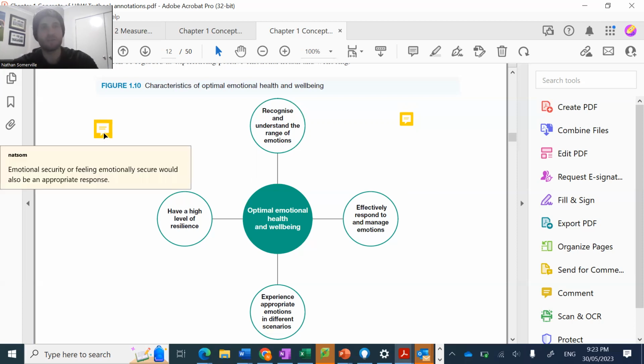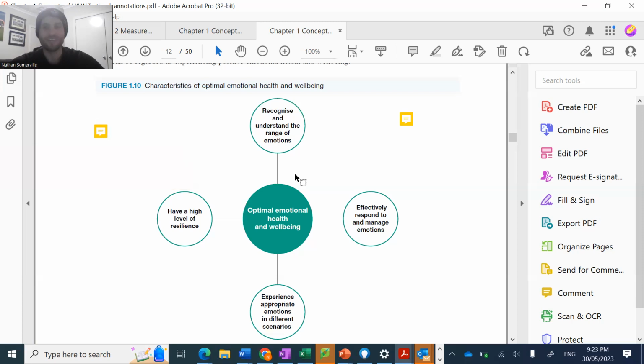Now, I've just mentioned here that emotional security could also be used as a response, because once again, you're staying closely to that emotional concept. Keeping the term emotions within your answer is actually a good way to make sure that you're retaining a focus on emotional health and well-being and not mental health and well-being. So that's just a little tip.